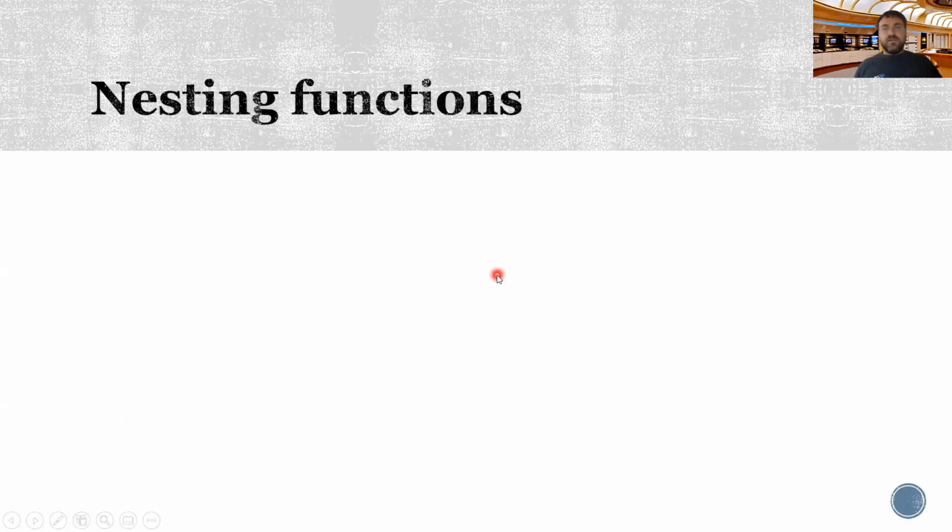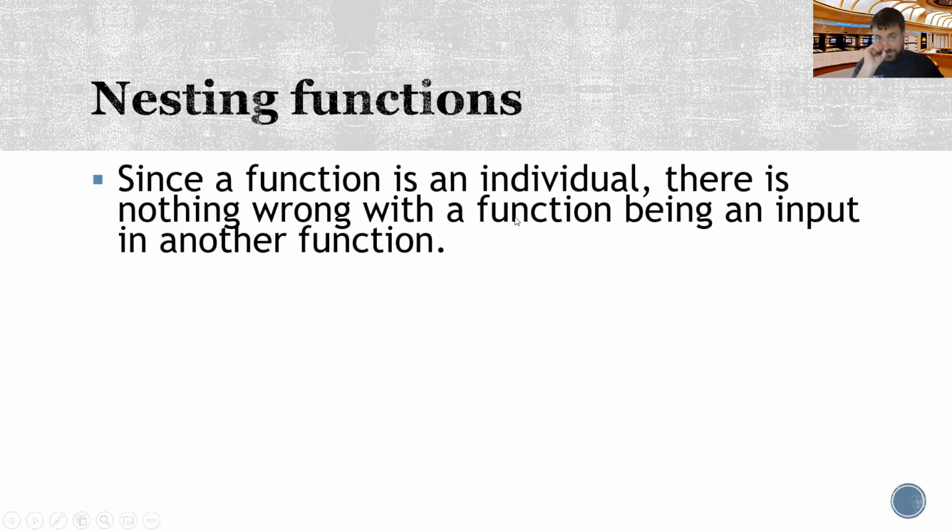All right, so in addition to that, I want to talk about nesting functions. This is when we have functions within functions, because if a function can exist, and it's just the same as an individual, and if an individual can be an input in a function, well, that means a function can be an input into a function. If you just think of it logically. And so let's see some examples of that. Again, since a function is an individual, there's nothing wrong with a function being an input in another function.